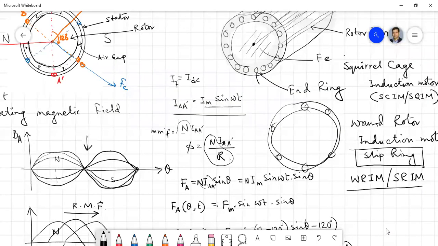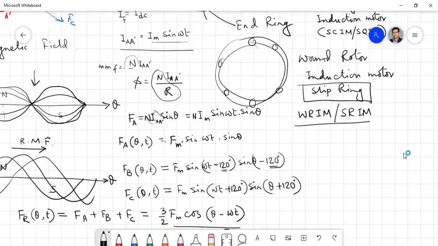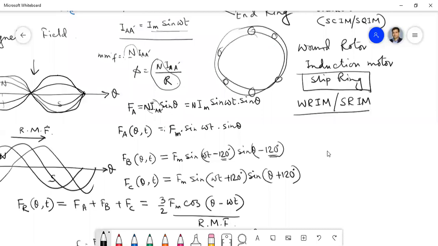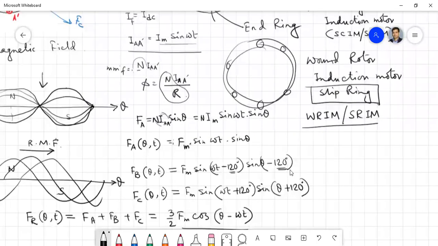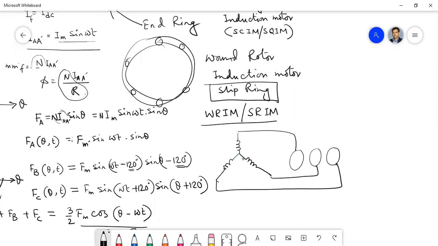So have you understood the difference between the squirrel cage and the wound rotor? For wound rotor you will have three windings like the stator, and at the end you will have three slip rings. Suppose this is the winding. Now this winding will be connected to three different slip rings, and from the slip rings you bring the terminals out.